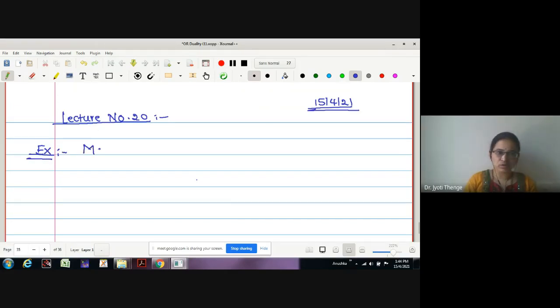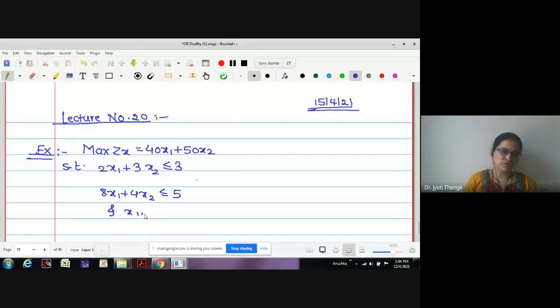Maximize Z = 40x1 + 50x2 subject to the constraints 2x1 + 3x2 ≤ 3, 8x1 + 4x2 ≤ 5, and x1, x2 ≥ 0. I have told you to solve this, find its dual, and solve the dual as well.